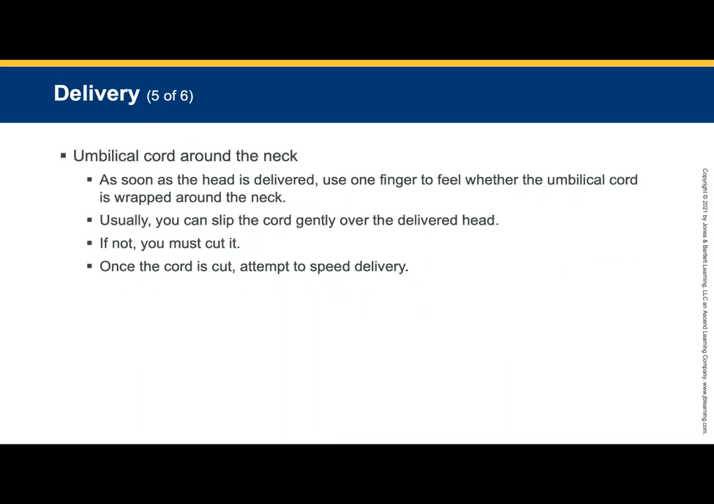So, talking about the umbilical cord around the neck. As soon as you start to see this, use one finger. This is the only time that we're really allowed to put our digits inside the body, if we notice the head starts to come out and is starting to develop. You want to take one finger and just feel quickly around the neck of the child. You may have to stick a gloved finger just barely inside the vagina to check around the neck to make sure that there is no cord.